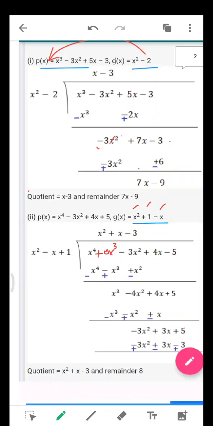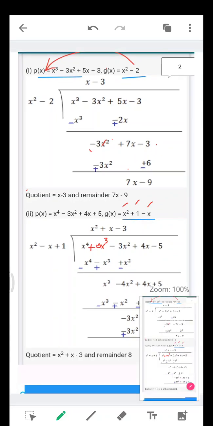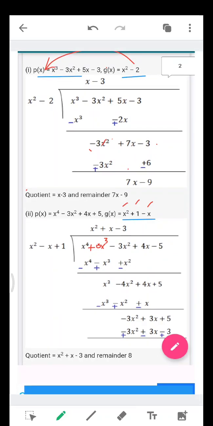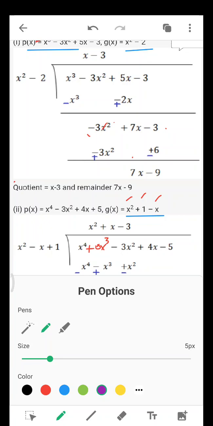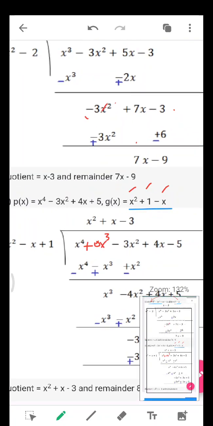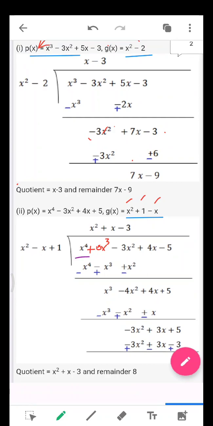Now, following the same procedure again for division, we divide the first term of the dividend with the first term of the divisor. The first term here is x power 4 divided by x square. So what will I get? x power 4 by x square, 2 times x square gets cancelled, remains x square. So that x square goes in the quotient.